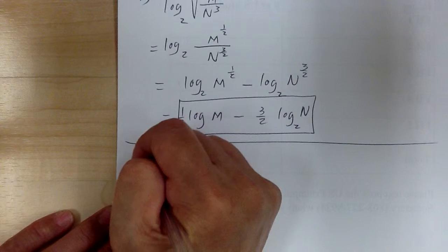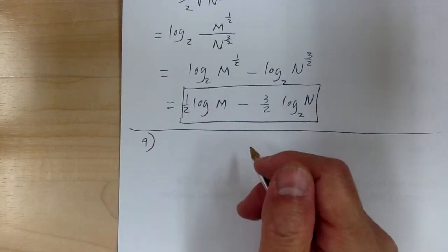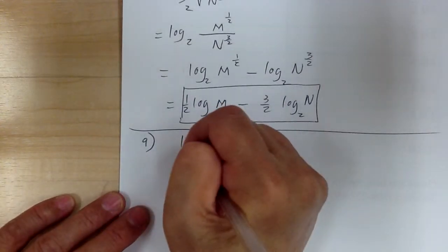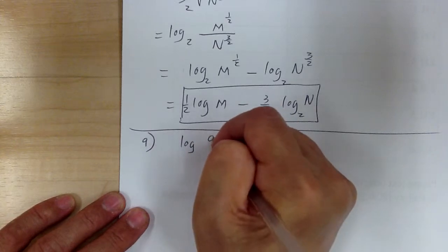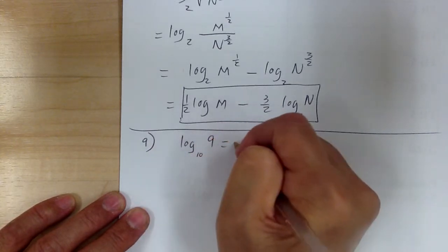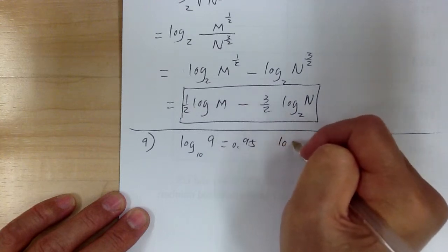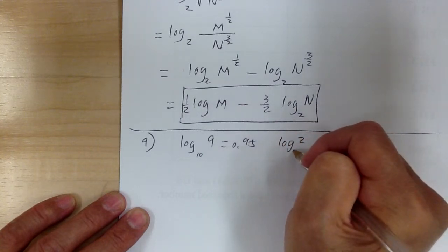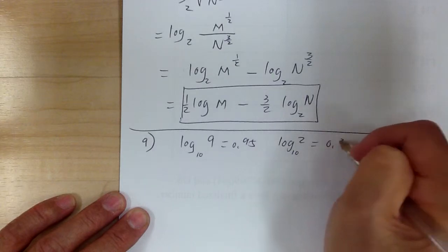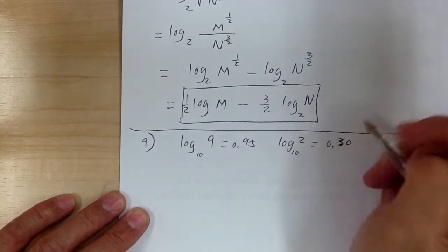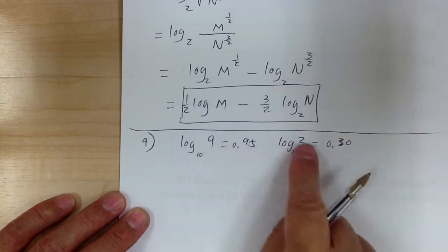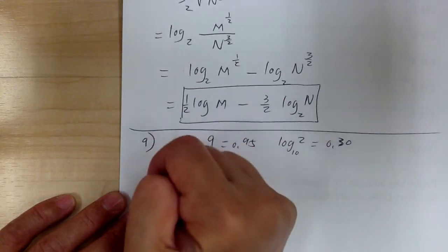Okay, let's go to number 9. Number 9 you have to evaluate, and it gives you some information. You have log of 9 base 10 is equal to 0.95, and log of 2 base 10 equal to 0.30. So whatever you have, you have to break down into the 2 and the 9.